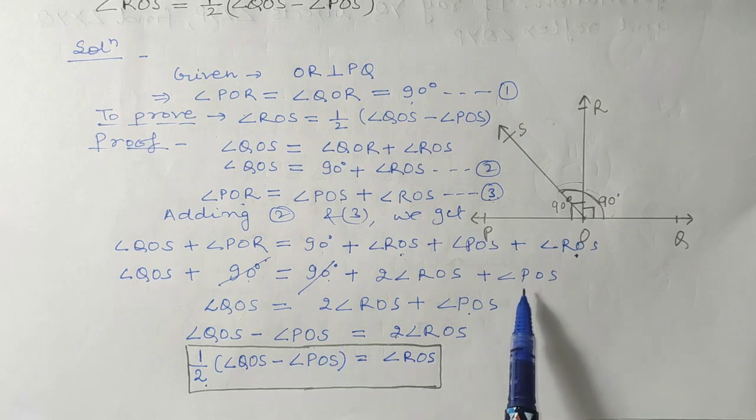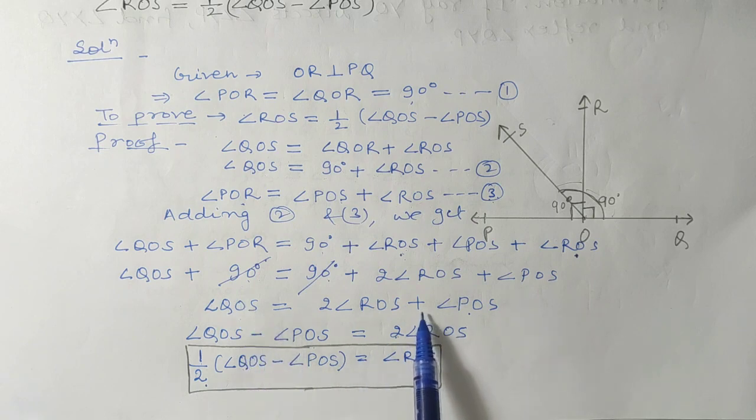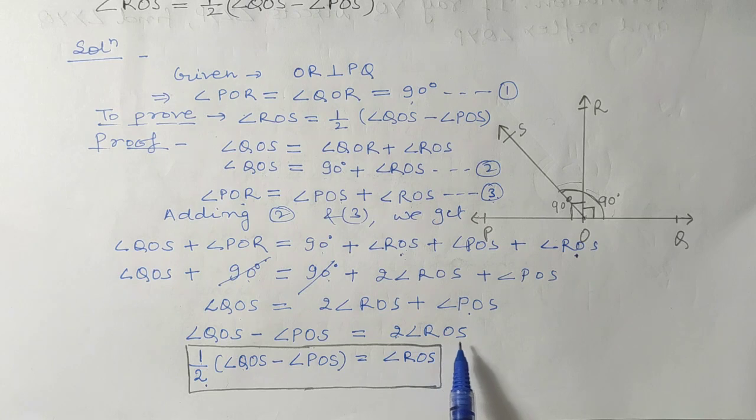Now students, we have shifted this POS to left hand side. So here it was with positive sign, so when it is shifted it will be with negative sign. Okay, and in right hand side what was left, only left is 2 into angle ROS. After that we have shifted this 2 also. So when we shift this 2 to left hand side, it will divide it like this. So this was to prove that angle ROS is equal to half of angle QOS minus angle POS.